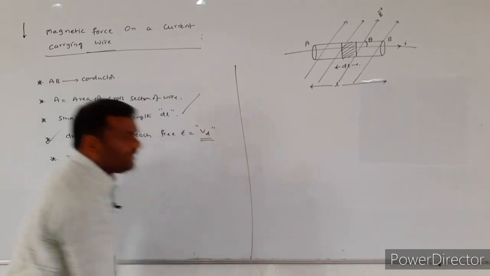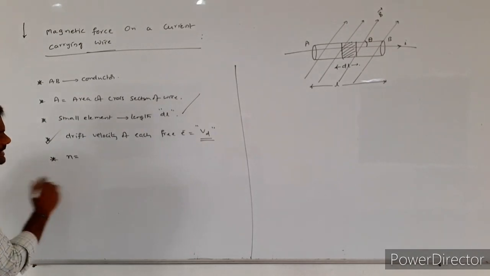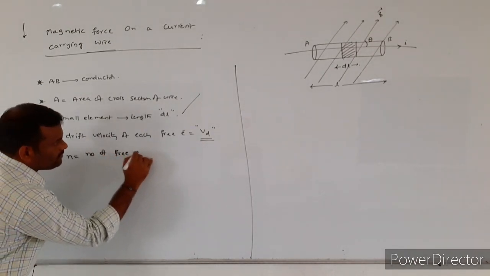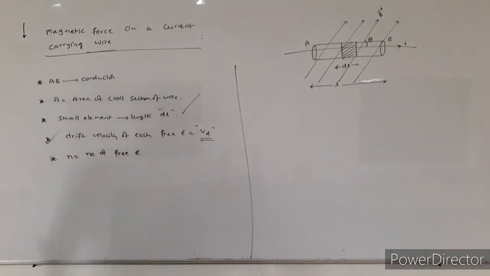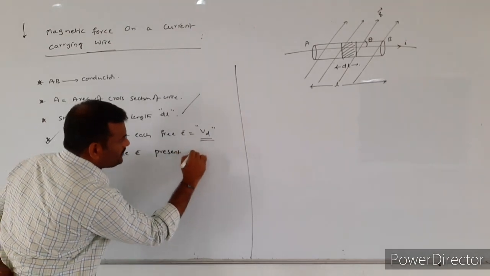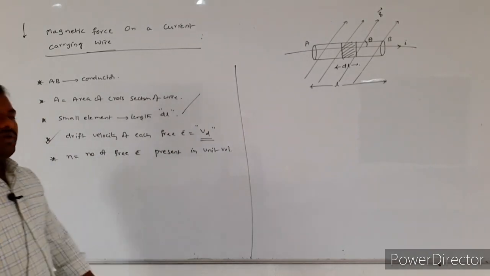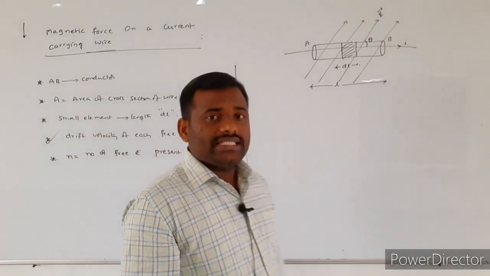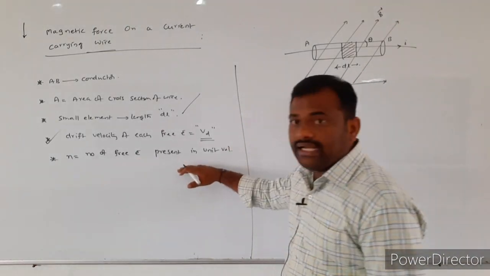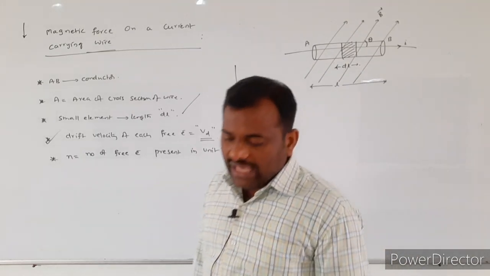So, what is the small n? We also discussed it in the derivation of the drift velocity. Here, small n indicates the number of free electrons present in unit volume. So, what does small n indicate? Small n indicates the number of free electrons present in the unit volume of the conductor.